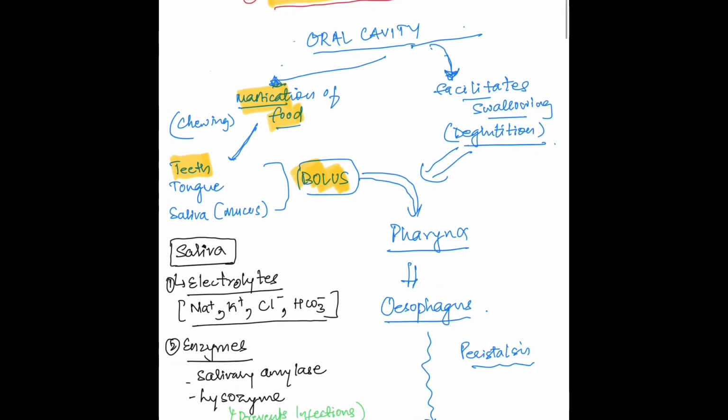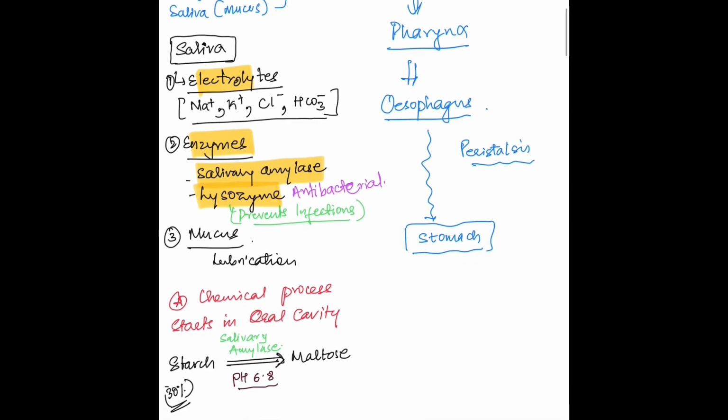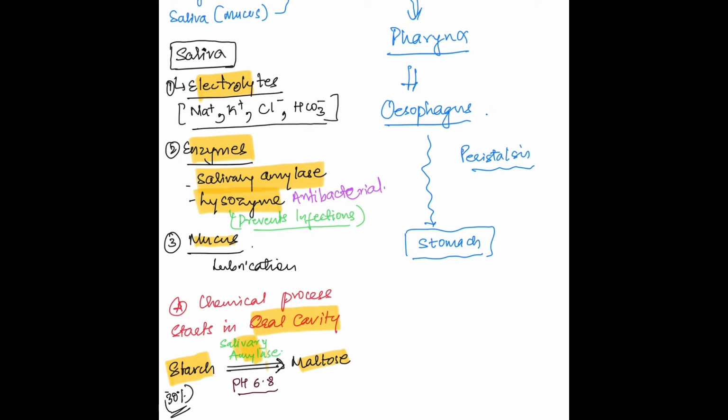Saliva contains electrolytes like sodium, potassium, chloride, bicarbonate, enzymes like salivary amylase, which breaks down carbohydrates, and lysozyme, which has antibacterial activity, and mucus, which helps in adherence and lubrication of the bolus. The chemical process of digestion also starts in the oral cavity, where starch is broken down into a disaccharide, maltose, by the enzyme salivary amylase. Optimum pH of an enzyme is the pH where the enzyme is most active. Optimum pH for salivary amylase is 6.8.